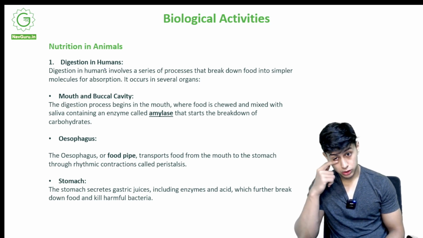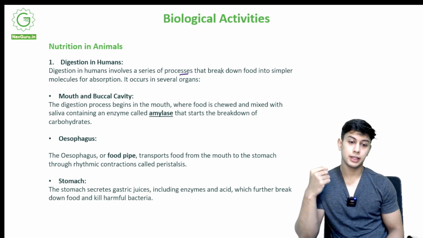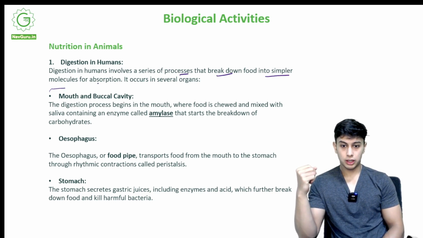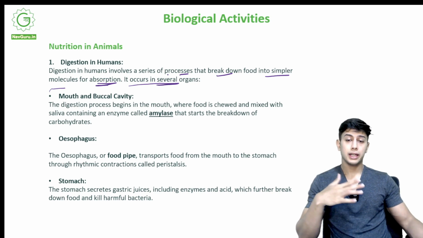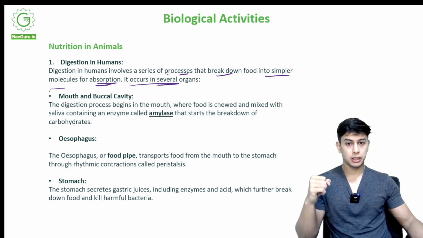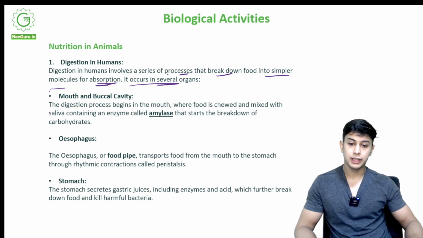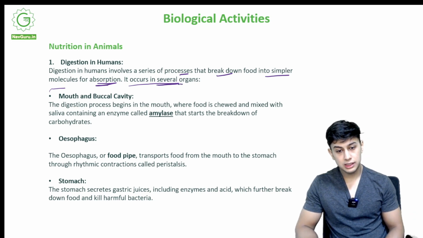Digestion in humans involves a series of processes that break down food into simpler molecules for absorption. It occurs in several organs. The digestive system is present in our body. We have a system of organs that are working continuously to digest that food so that we are alive. Now it occurs in several organs.